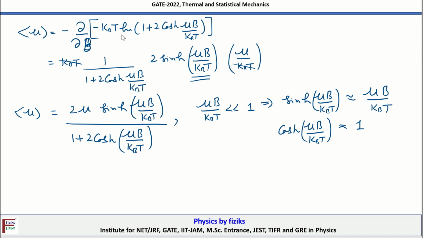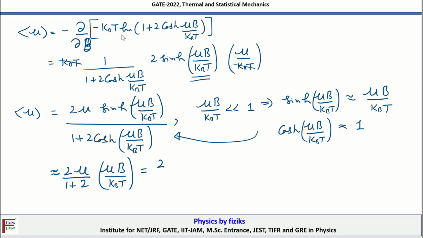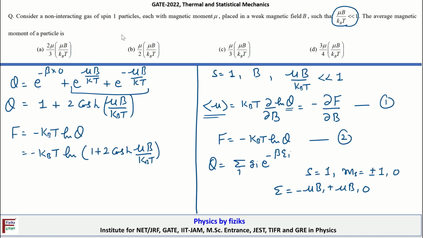Okay, so with this approximation in this expression, what we obtain is 2 mu divided by 1 plus 2, and then mu B by kT. So this is approximately equal to mu B upon kB T, or this is equal to 2 by 3 mu times mu B by kB T. Okay, so this is the final answer. So let's see if we just take a look. Yes, so that means option A is the correct one here.